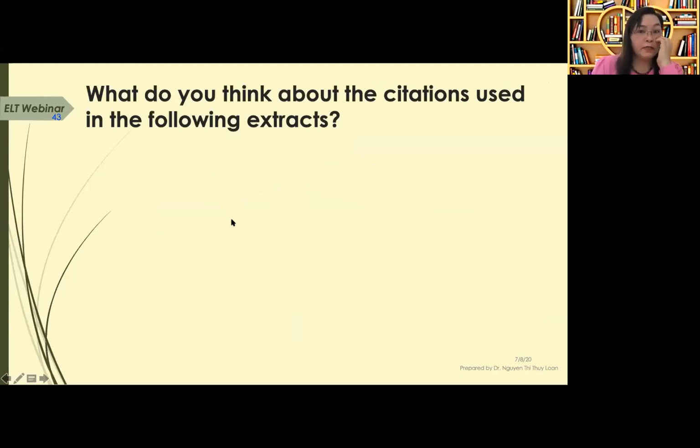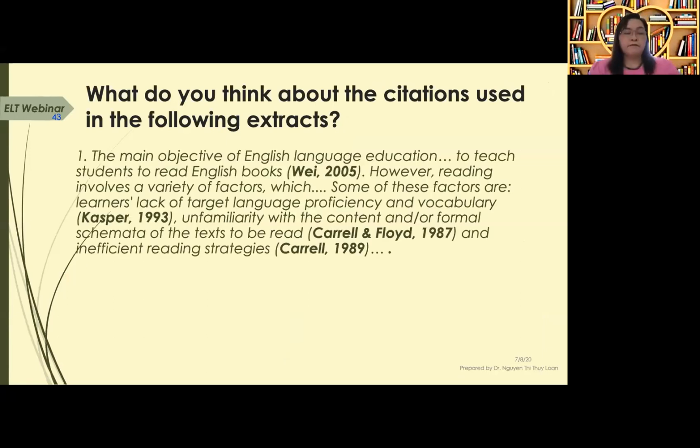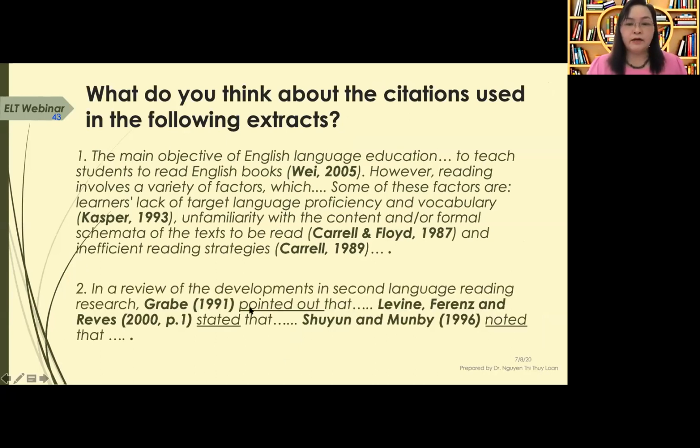What do you think about these ways of citing? The first paragraph, what type of citation is it? All of them are in brackets, so it means they use the non-integral citation. But in the second paragraph, they make the cited author the subject of the sentence, so it's the integral citation. So what do you think about these two ways of writing? Is it okay if you write the literature review and use different citation types in different paragraphs, like the first paragraph is non-integral and the second paragraph is integral? Is it okay?